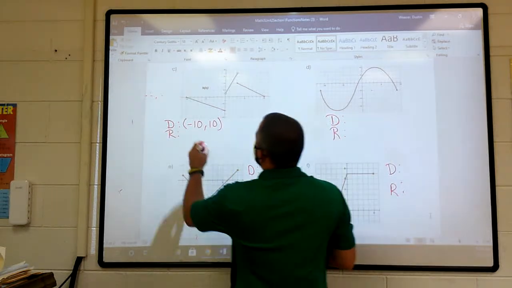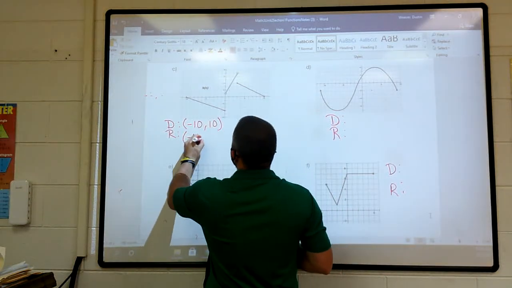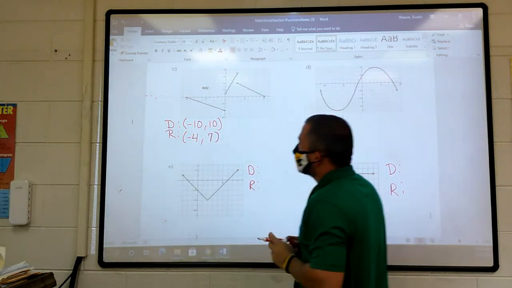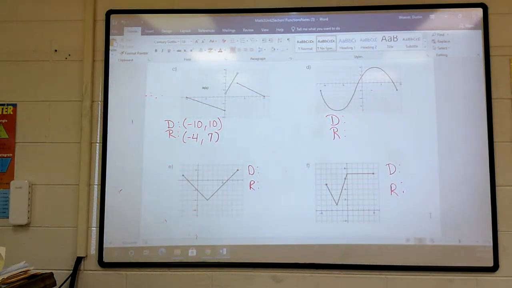So what's the lowest? -4 to 7. Okay, it goes from -4 to 7. It actually doesn't touch 7, so you do want to kind of know that. If they ask, that could be a potential question. It actually touches -4. So -4, it hits that point. It does not hit 7. So you've got to know the difference between those two, that it will not touch 7, but it will touch -4.